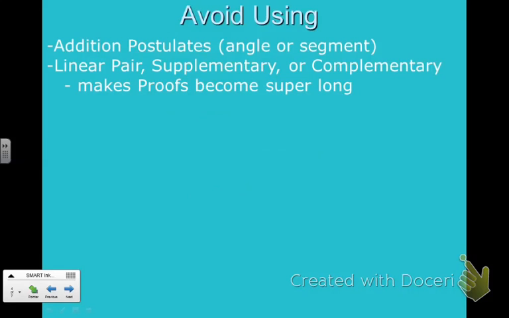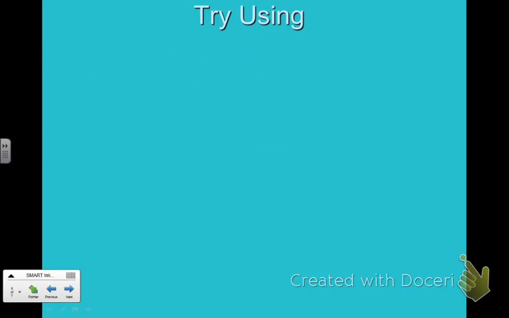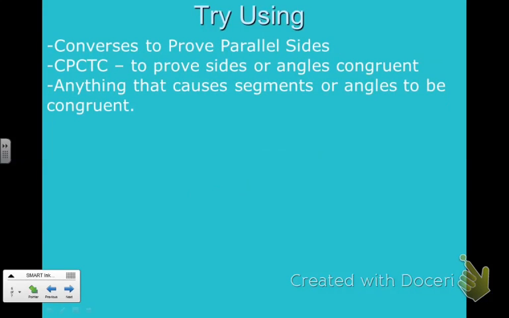Okay, moving to the next slide, and 3, 2, 1. Try using, okay, so we just went over avoid using. Try using these. Try using converses to prove parallel sides. For example, alternate interior angles converse, corresponding angles converse. Right, these are things that you can use that we've done a lot with to prove using angles that sides are parallel.